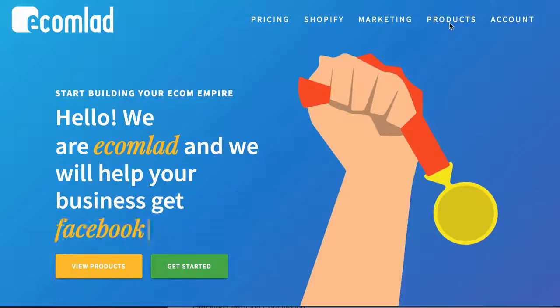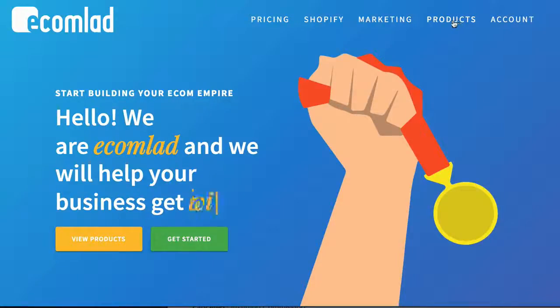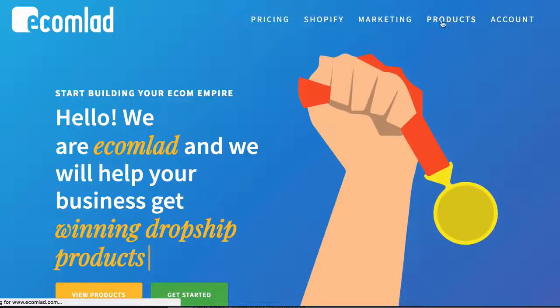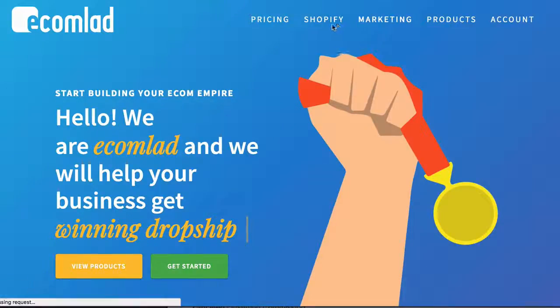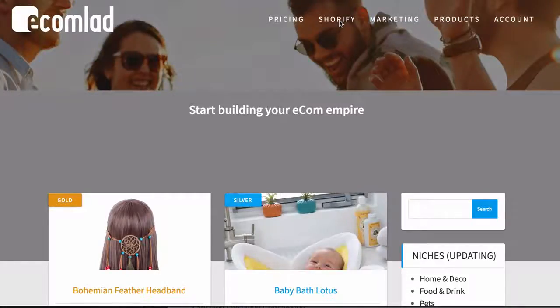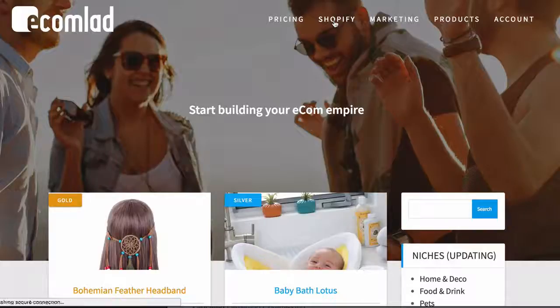So once you click the link and you get an account, you can go to the products, and they have different things. So they have different tiers that you can apply to, which will give you different access to different things. They have a Shopify section where they actually build you out a store, and they have a marketing section where they actually help you out in targeting and finding different audiences for your products.